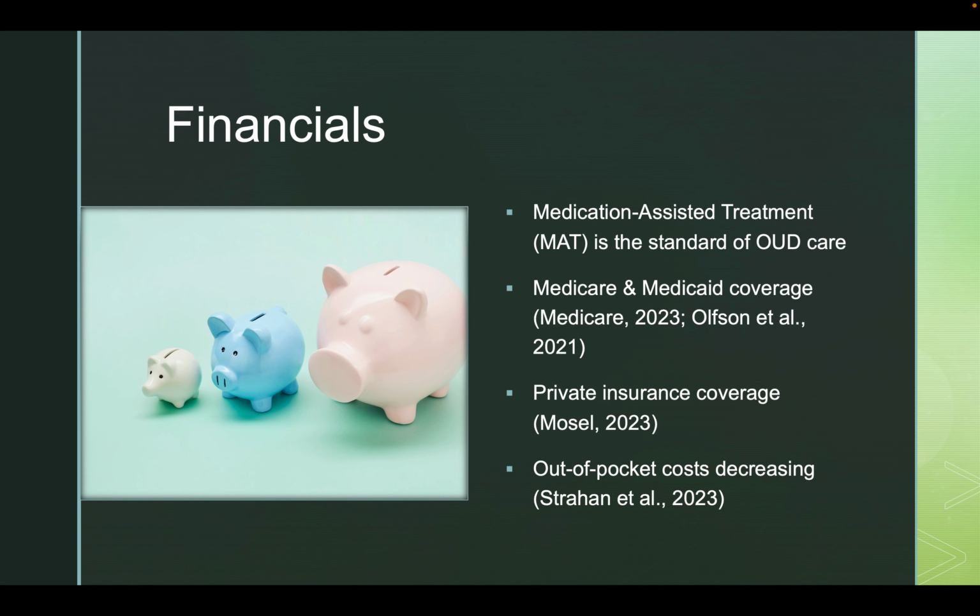Private insurance is also increasingly covering this medication, including Anthem, Blue Cross Blue Shield, TRICARE, Humana, and United Health Group. Now, out-of-pocket daily costs have decreased since 2015, but long-term this can be very expensive. They've decreased from about $4.79 to $1.99.